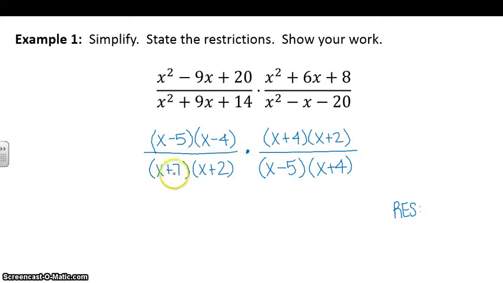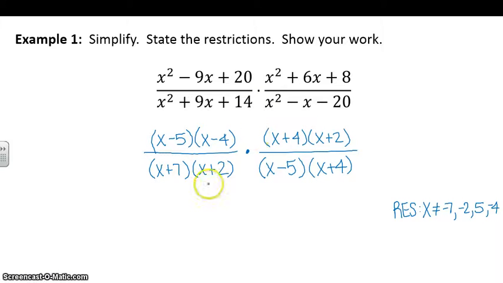Then we're going to look at our denominators, there's more than one, to get our restrictions. So if you look here, if you set each of these parentheses equal to 0 and solve, those are your restrictions. So x cannot equal negative 7, negative 2, 5, or negative 4. So x can be any other number in the real number system except for these, because if it's any one of those, it will make one of these denominators 0, which makes it undefined. You can't do that.